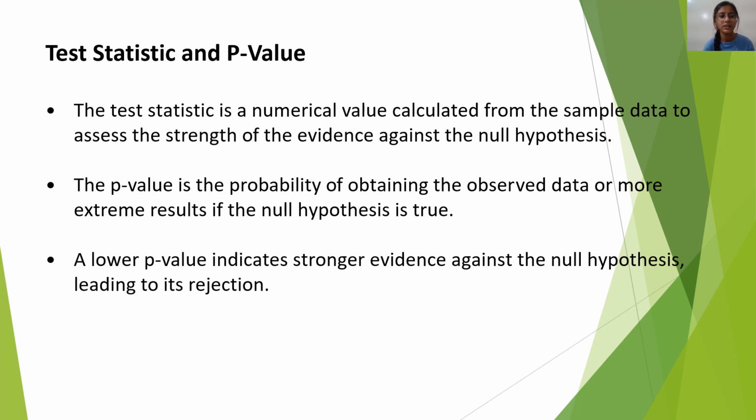Now let us see about test statistic and p-value. The test statistic is a numerical value calculated from the sample data to assess the strength of the evidence against the null hypothesis. The p-value is the probability of obtaining the observed data or more extreme result if the null hypothesis is true. A lower p-value indicates stronger evidence against the null hypothesis, leading to its rejection.